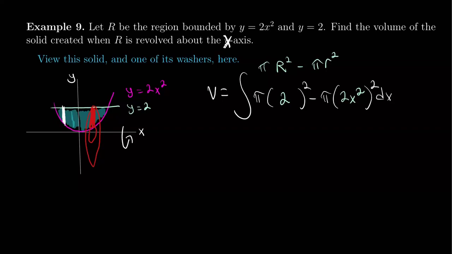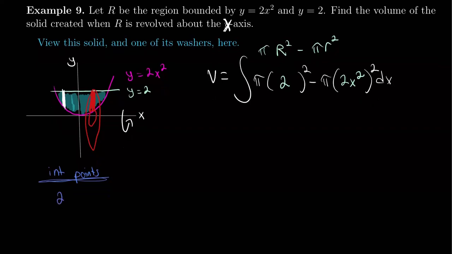So I'm going to go ahead and find those intersection points. You might be able to figure that out if you have your graphing calculator. I'm going to just show you how to do that by hand so you always have the tools. 2 equals 2x squared. I just set them equal to each other. So 1 equals x squared. So x equals plus or minus 1. That's where I got the bounds from -1 to 1.